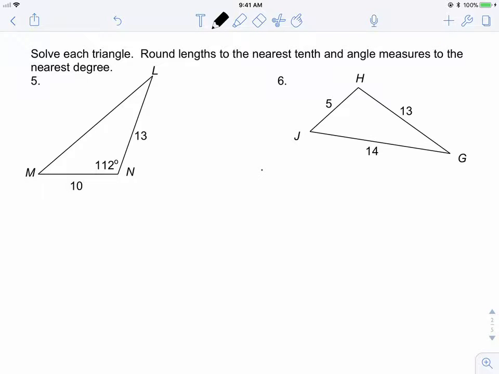Hi guys, so I got the hang of getting this video going. I was able to plug it into my computer so that I could have my iPad showing and actually do the work on here for you guys.